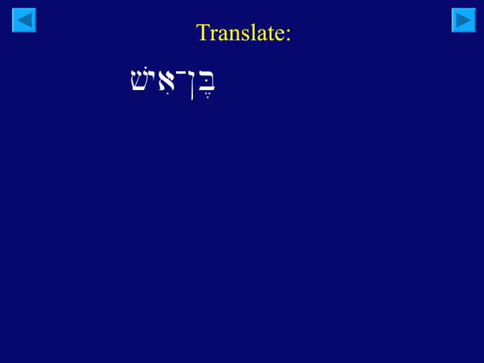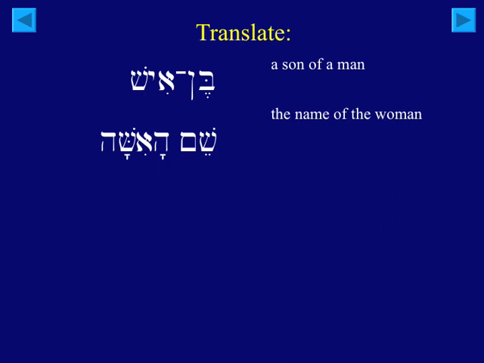So how will we translate Ben Ish? Ben, as we'll see in a few frames, is what Bein, son, looks like in construct. So Ben Ish, a son of a man. Shem Ha'isha, Ha'isha, the woman. Shem, name. So the name of the woman. The whole chain is definite. Ben Navi. Navi means prophet, so a son of a prophet.